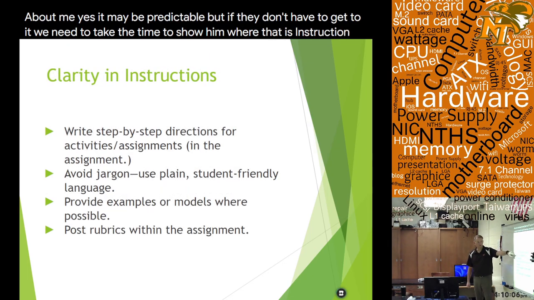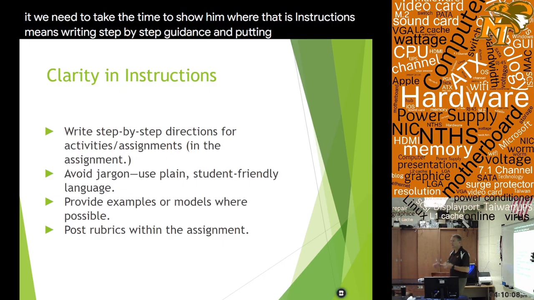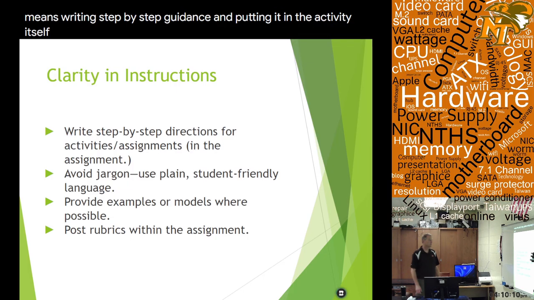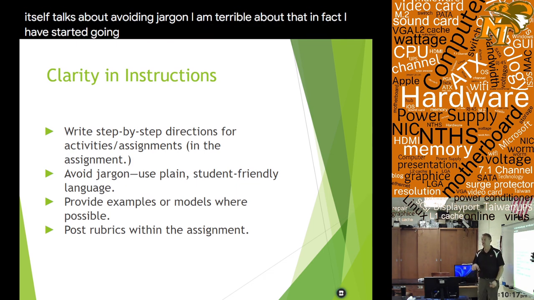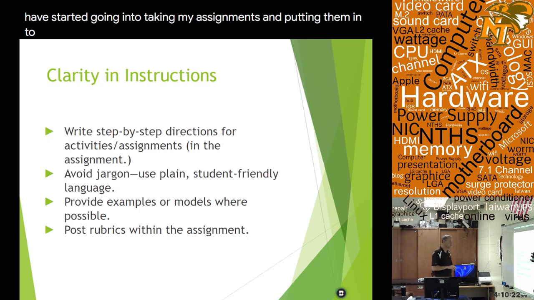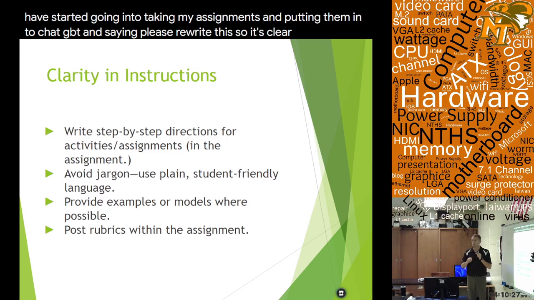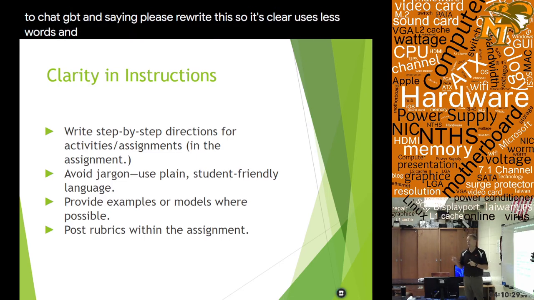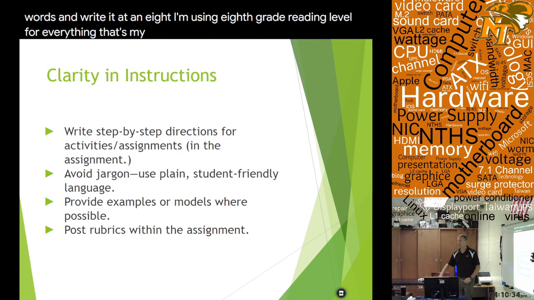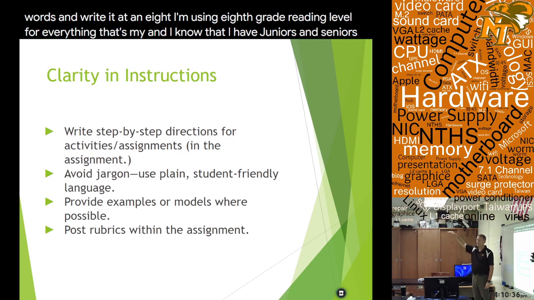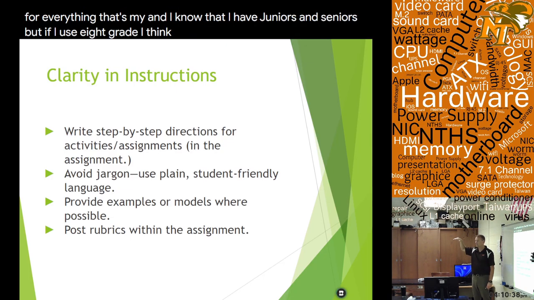Clarity in instructions means writing step-by-step guidance and putting it in the activity itself. It talks about avoiding jargon. I am terrible about that. In fact, I have started taking my assignments and putting them into ChatGPT and saying, please rewrite this so it's clearer, uses fewer words, and is written at an 8th grade reading level. I'm using 8th grade reading level for everything. I know that I have juniors and seniors, but if I use 8th grade, I think they should all get it.